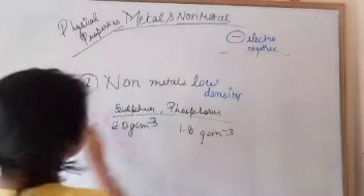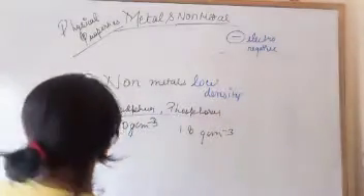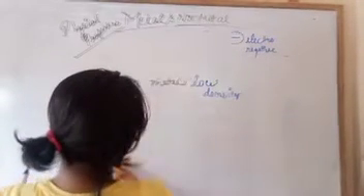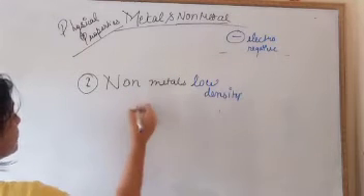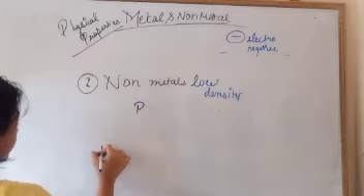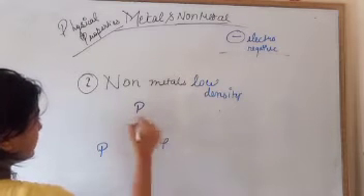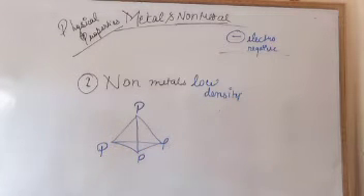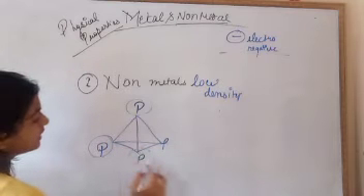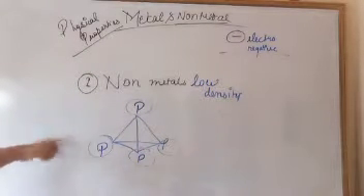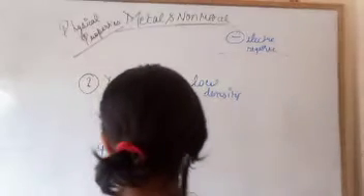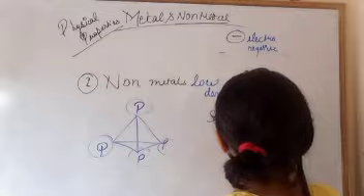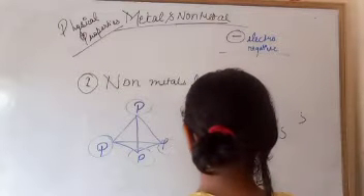Why? Because they are not closely packed. They are molecular solids and they are not very closely packed. Like the structure of phosphorus. This is the structure of phosphorus. Over here they are not very closely packed. And the same is sulfur, it is also not very closely packed.